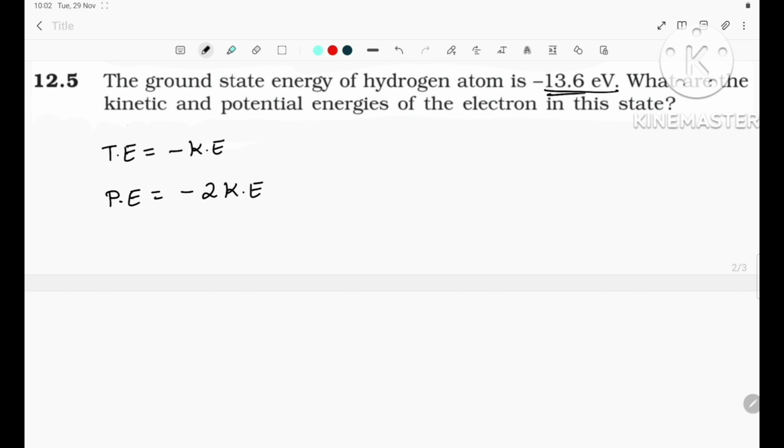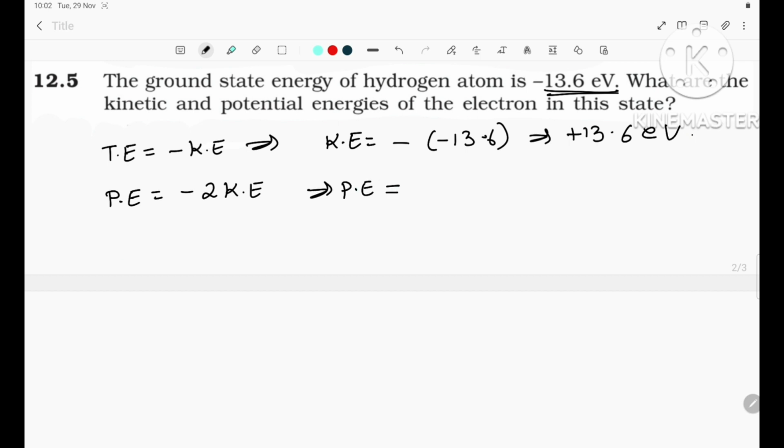Here they have given the total energy. So from this equation, what is kinetic energy equal to? It is minus of minus 13.6, that is equal to plus 13.6 electron volt. And the potential energy is minus 2 times the kinetic energy. So you will have 2 into minus 13.6, which is equal to minus 27.2 electron volt. Your kinetic energy should always be positive, remember that, and potential energy can be positive or negative, and total energy also can be positive or negative. So that is the answer.